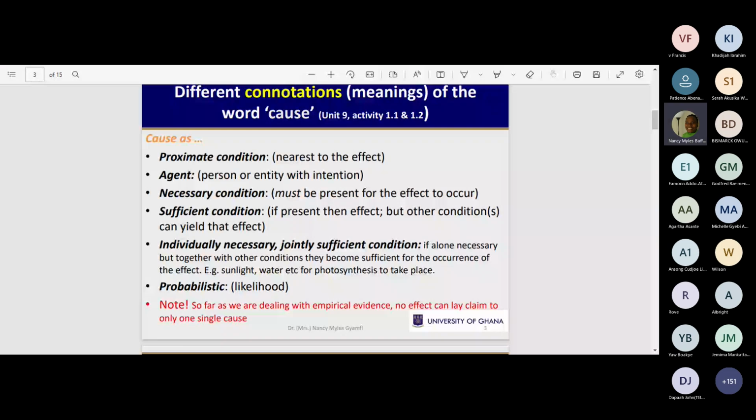Okay, so the first point you should take note of, even before we understand the different connotations of the word cause, is to understand that if it is an empirical matter, no empirical effect can lay claim to only one single cause. When the child comes home and he or she didn't do well at school, for example, God forbid that, you don't just say you didn't study. Maybe the child is studying, but you're not giving the child peace at all.